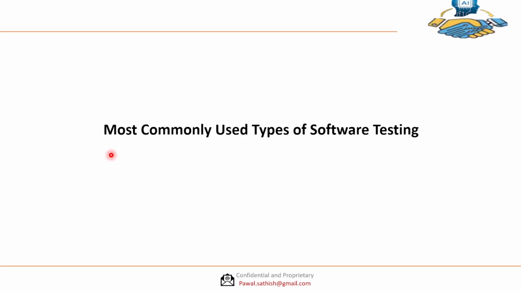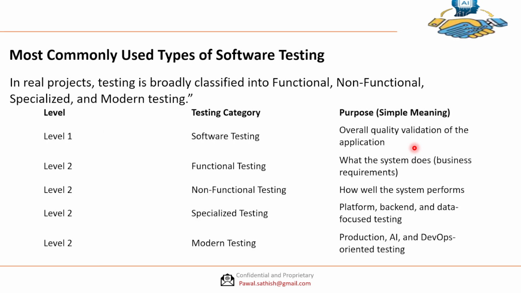In today's session, we'll see the most commonly used types of software testing. If you see in a real project, software testing is broadly classified into functional, non-functional, specialized, and modern testing. Software testing is the overall quality validation of the application, but it is also further classified into subcategories.